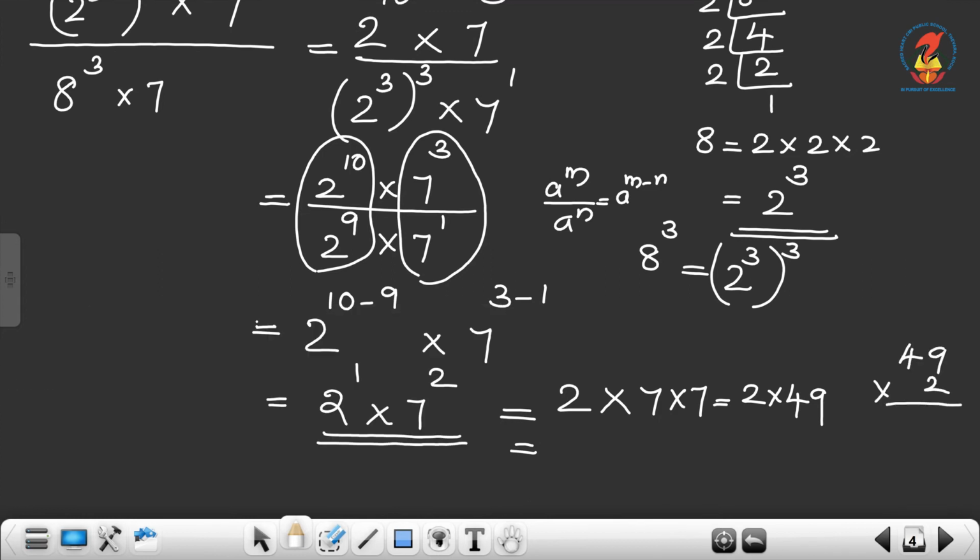49 into 2 is equal to 2 nines are 18, carry over 1, 2 fours are 8 plus 1, 9. So the answer is 98. So if the question is to express in exponential form, the answer is 2 raised to 1 into 7 squared, and to find out the value, the answer will be 98.